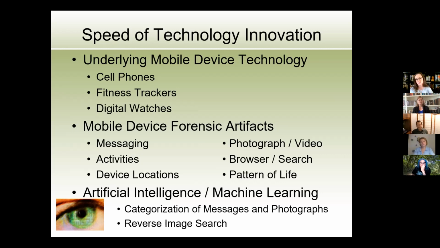And sifting through all that's a problem. We've got great browsers now and search capabilities on phones, and then pattern of life evidence, which I'll describe a little bit later. And then the ability to utilize in our mobile device forensics tools today both artificial intelligence and machine learning capabilities is making it possible to deal with this sort of big data, complex data situation. So we can categorize messages and photographs and get some insights by letting the computer do the work before we start our exams. So lots of activity here, lots of things going on.